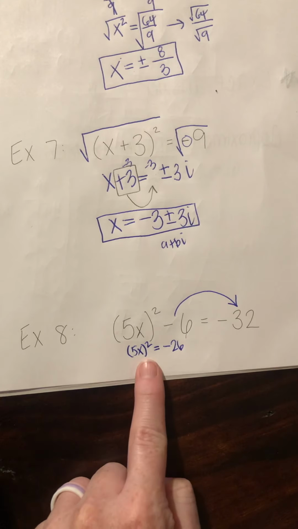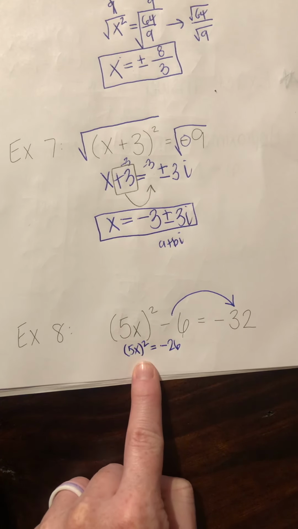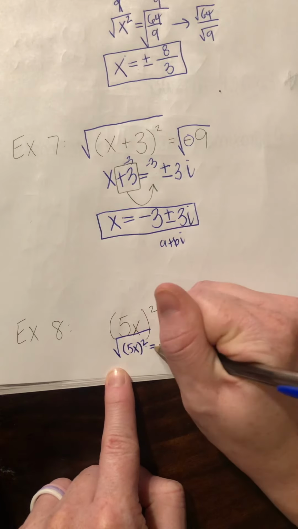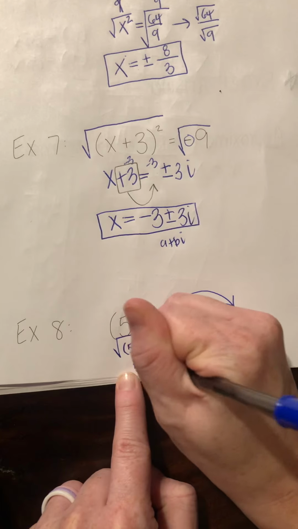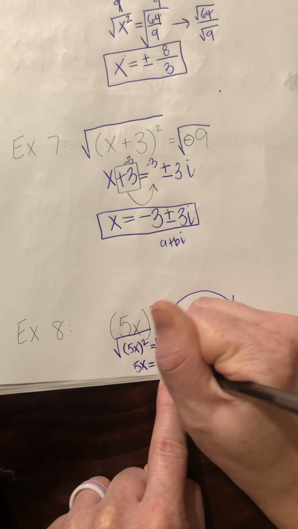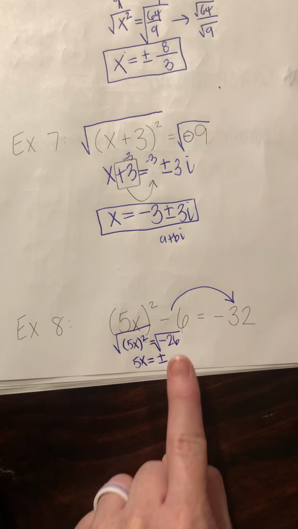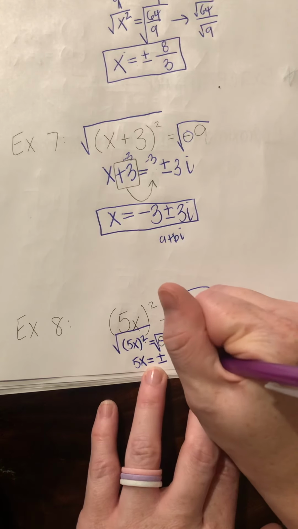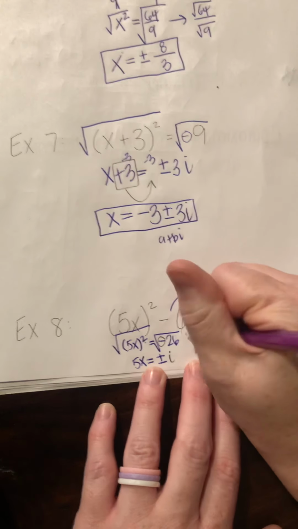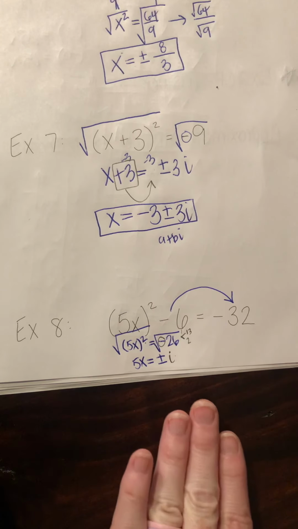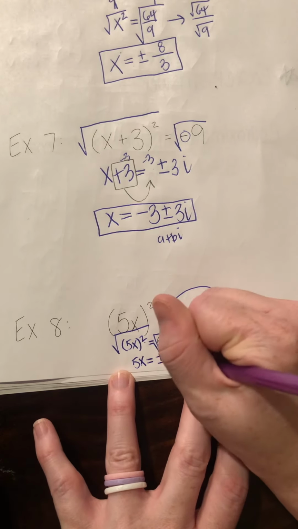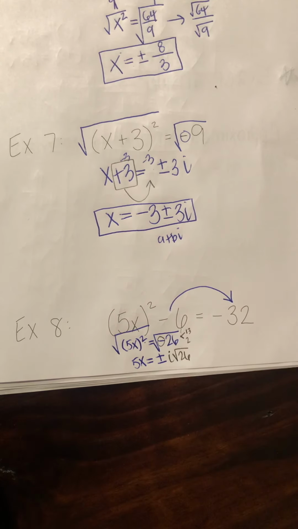Okay. Now, in order to do anything right here, I cannot touch the 5 until I get rid of the square. So I'm going to take the square root of both sides. When I do that, I'm left with 5x equals plus or minus. All right, here, I'm going to go ahead and simplify. This is going to turn into an i. And then 26 only breaks down into 13 times 2, and neither one of those are perfect squares. So I'm actually just going to leave that square root 26 underneath the radical.